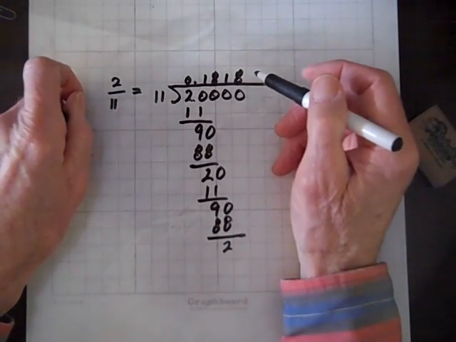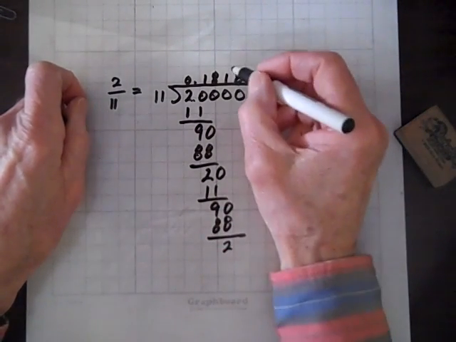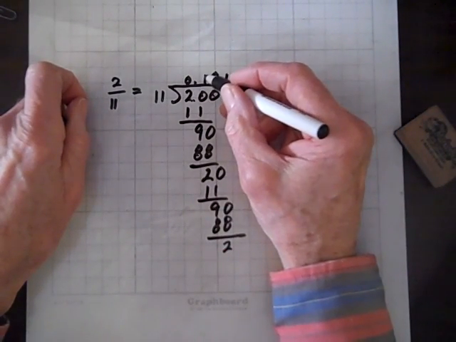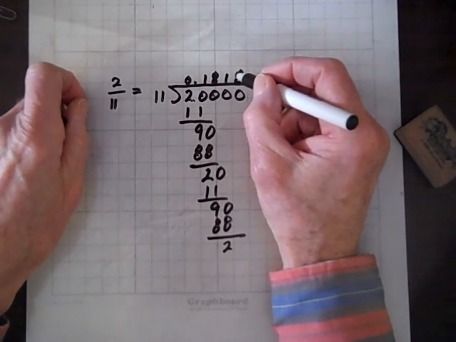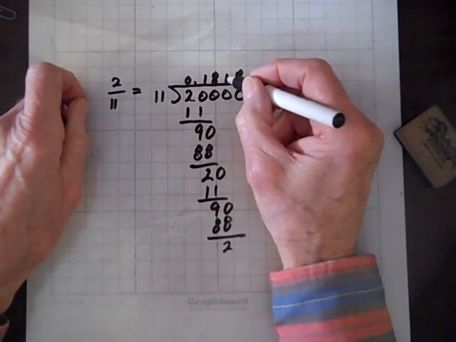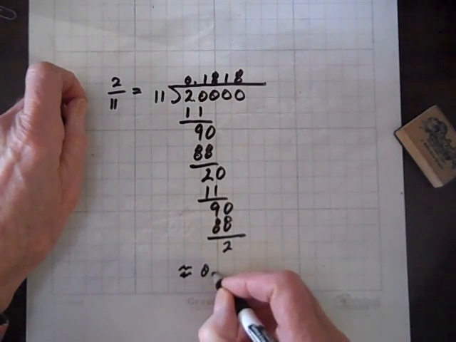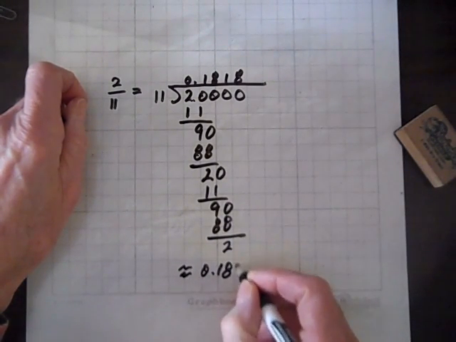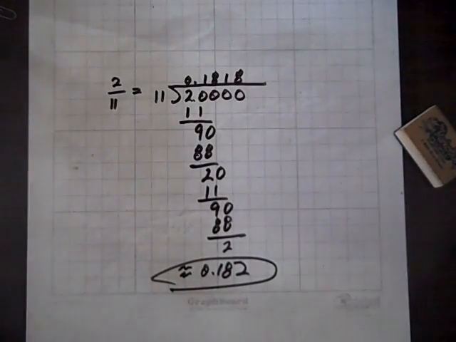So we have to write to the nearest thousandths. So this is rounding up. This is the tenths place, the hundredths, the thousandths. So rounding up, since 8 is 5 or greater, we'll round this up to a 2. And so this equals approximately 0.182. There's our guy. Okay.